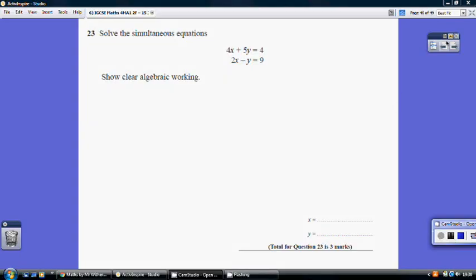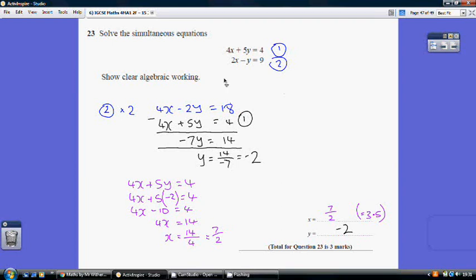Question 23. To solve one of these, we need to line up either the x's or the y's. I'm choosing to line up the x's by doubling equation number 2, because I'm then going to have 4x's in both. If you'd wanted to, you could have timesed the second equation by 5 to line up the y's, but I'm going to focus on the x's. So I'm taking equation number 2 and I'm doubling everything. Doubling this, doubling this, doubling this.